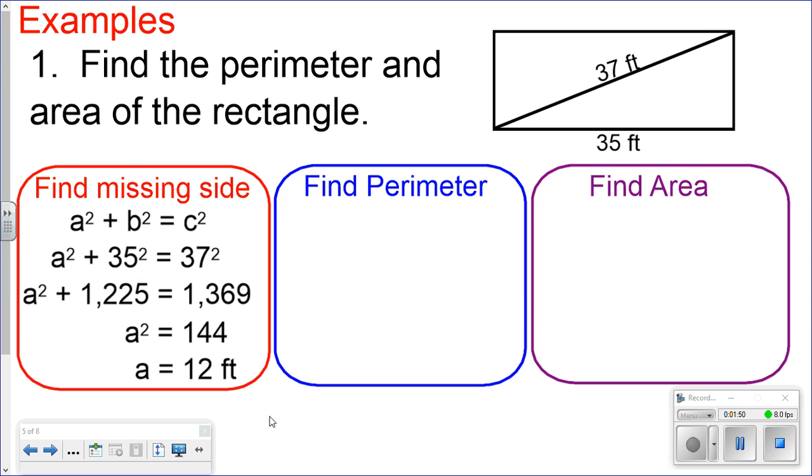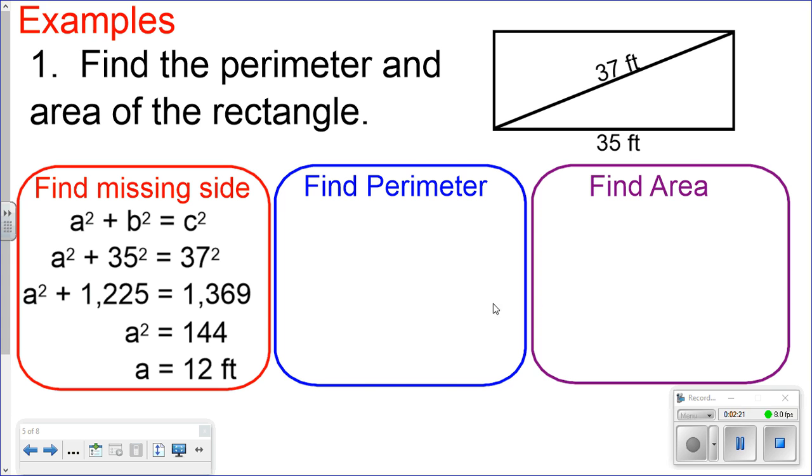So a squared plus b squared equals c squared. A or b, doesn't matter, is 35, and c is 37. C is always the longest side, and it's always the diagonal. So a squared plus 1,225 equals 1,369. Subtract 1,225 from each side. You get a squared equals 144. Take the square root of both sides, and a equals 12.